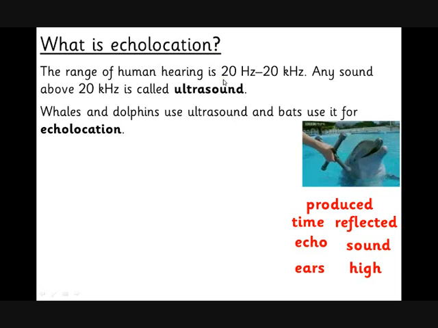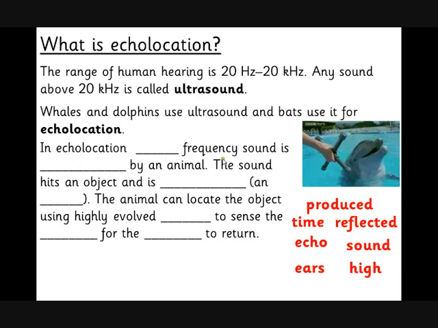Human ears can hear, at least when you're young, between 20 Hz and 20 kHz, 20,000 Hz. If the sound's above 20,000 Hz, it's called ultrasound. Things like whales and dolphins use ultrasound, and also bats for this echolocation. They're making the sound, they're listening to it coming back, they're judging by the time it takes how far away an object is. So this is a high frequency sound which is produced by an animal.